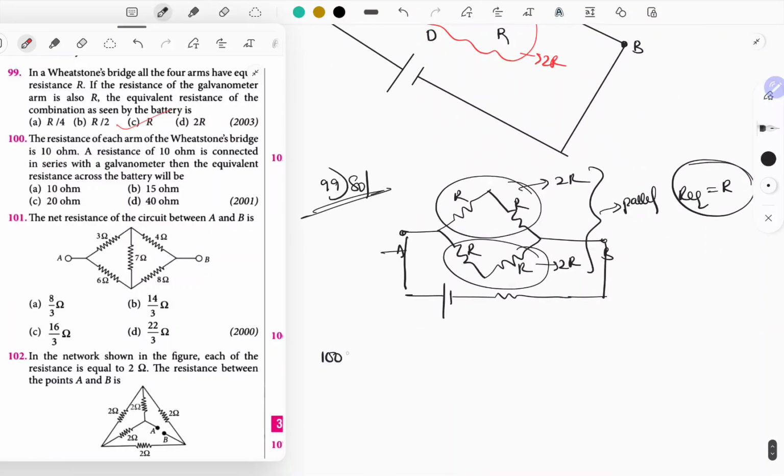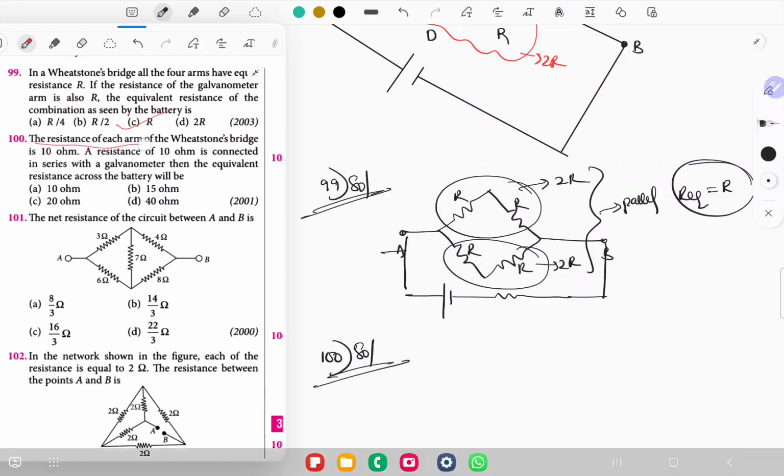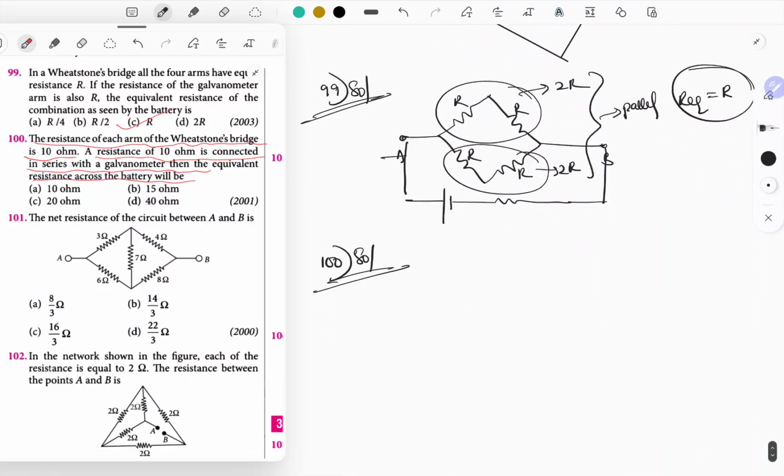Question number 100. The resistance of each arm of a Wheatstone bridge is 10 ohm. A resistance of 10 ohm is connected in series with the galvanometer. Then the equivalent resistance across the battery. So same process. They are asking the equivalent resistance across the battery. In questions 99 and 100, both are the same. Only in place of R, they are substituting 10 ohm.